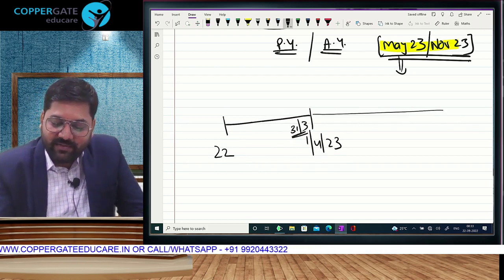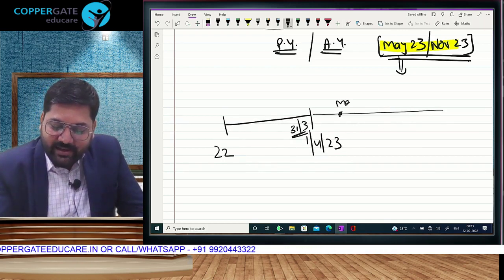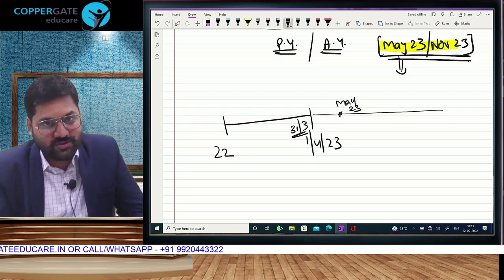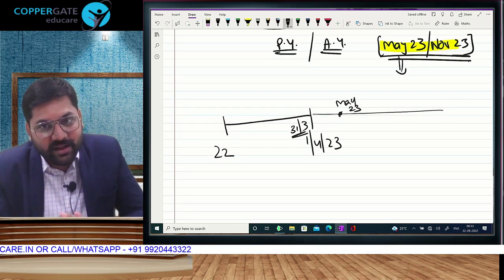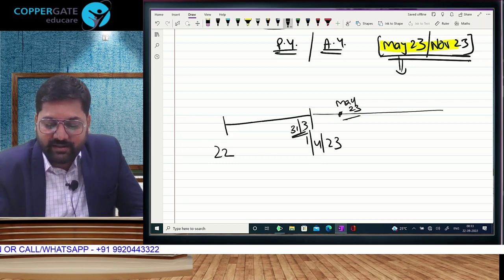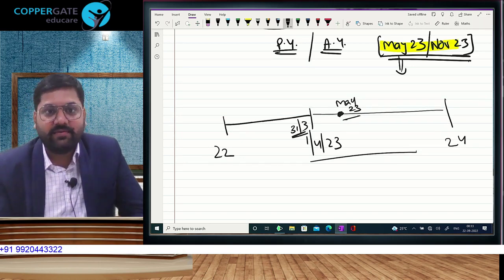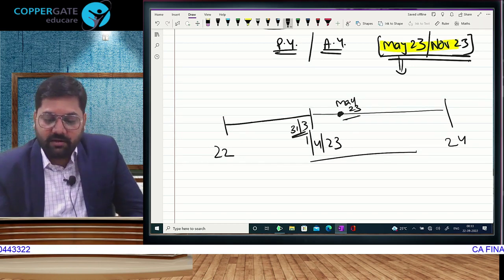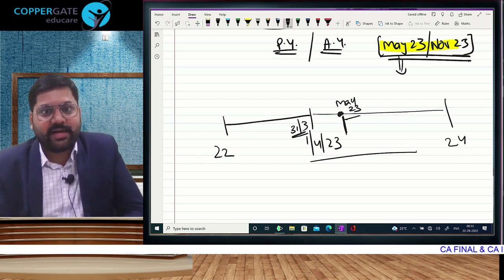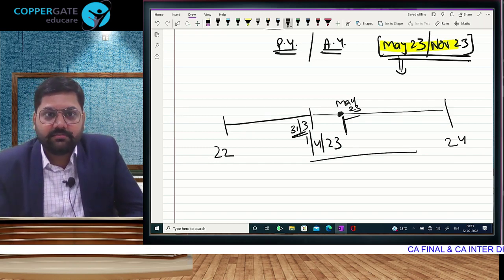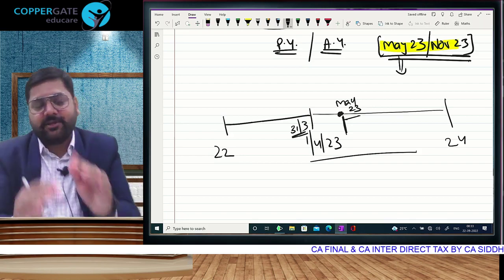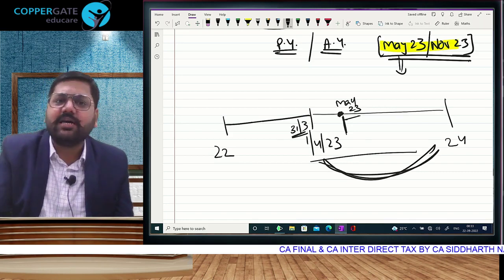So when you are giving the exam in May 23, ladies and gentlemen, those who said 20 to 23, wake up from your sleep. May 23 comes in which year? Which year? 23-24. In May 23 you are writing the direct tax paper, correct? So you can't calculate income of 23-24. How will you? It is going on.